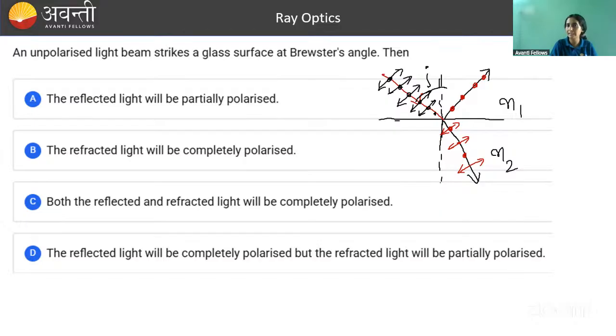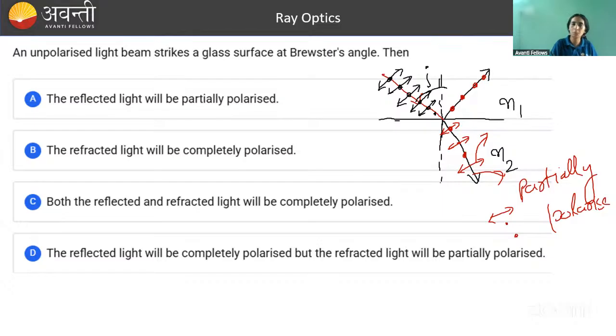So what happens when you allow a light to be incident on that? How is this reflected light generated? It is generated by vibration of atoms over here. So during that vibration, only perpendicular electric field component is getting generated, and in refracted light, you will be mostly getting this arrow wala vibration. This dotted vibration will be less. So this light is partially polarized. Okay, this is partially polarized because arrows are more present, dots are very less, very uncommon.